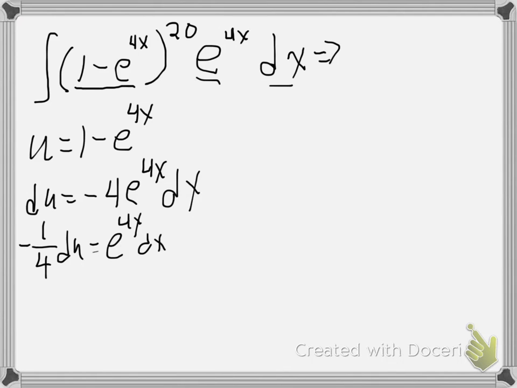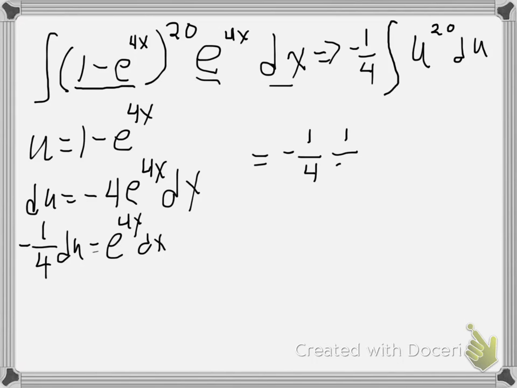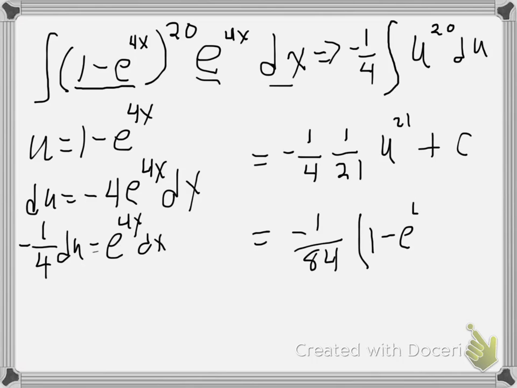So this can be rewritten. The negative 1/4 from the du comes out in front. Integral u to the 20th power du. Okay. When we do that, we get negative 1 over 4, 1 over 21, u to the 21st power plus c, which is negative 1 over 84, and I replace my u with 1 minus e to the 4x, which is what it was, 21st power plus c. Okay, great.